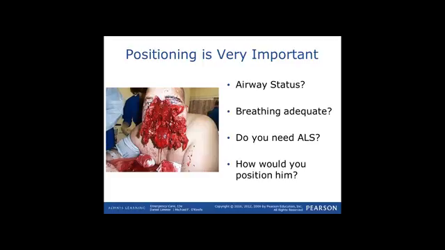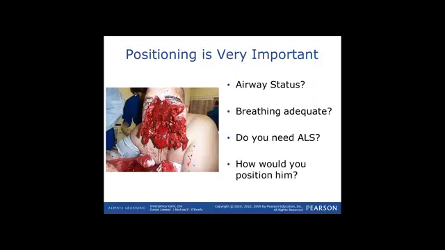So before you start telling me what story you heard about this guy, I will tell you it's probably not true. But first off, is his airway open? Yep. Is he breathing adequately? Yep. How do you know? He's sitting up and talking. Right? Your vocal cords aren't on your tongue, right? He's conscious and alert. His airway's open. He's breathing adequately. Do you need ALS?